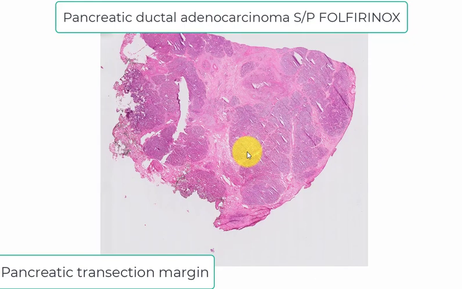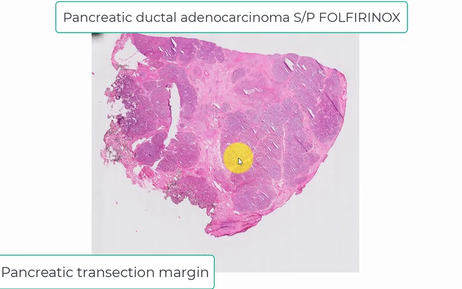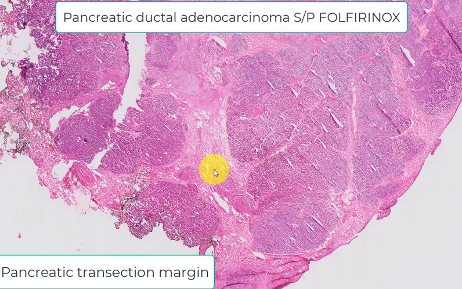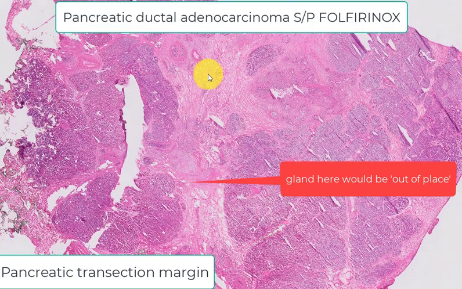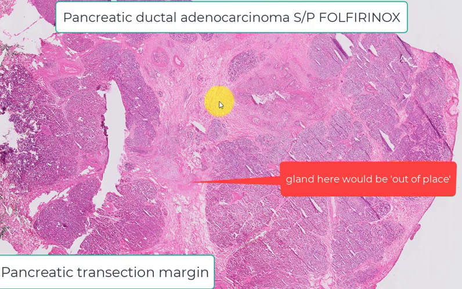So here's the pancreatic transection margin. You'll notice that there's normal pancreas, normal pancreas. There's probably some duct in here. There's some fibrosis. And I'm trying to see under very low power if any of the glands are out of place. So I'm not really seeing anything atypical outside or between these lobules.